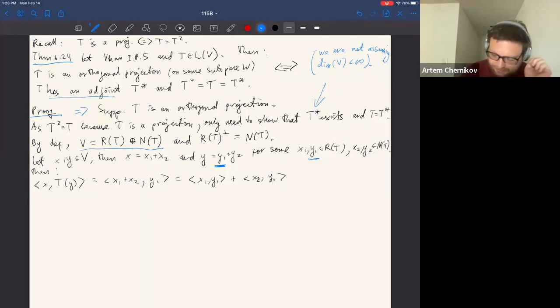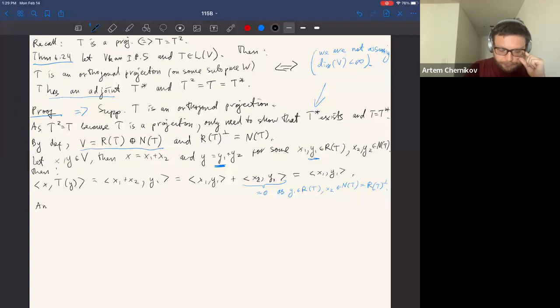But now look, this is actually 0, because Y1 belongs to the range of T, X2 belongs to the null space of T, and this is the orthogonal complement of the range. So this has to be 0 because they are orthogonal. And so we are left with X1 inner product with Y1.